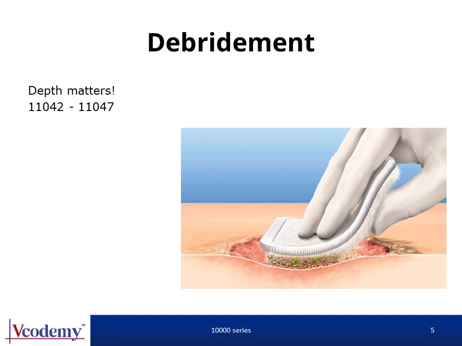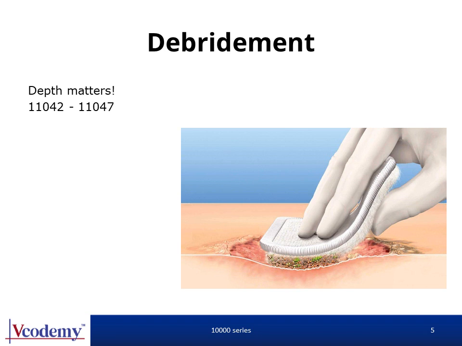11042 is debridement of subcutaneous tissue, that is the depth. So this already includes the epidermis and dermis if performed first, for 20 square centimeters or less. You have an add-on code, 11045, for each additional 20 square centimeters or part thereof. This add-on code 11045 should be listed separately in addition to the code for the primary procedure.